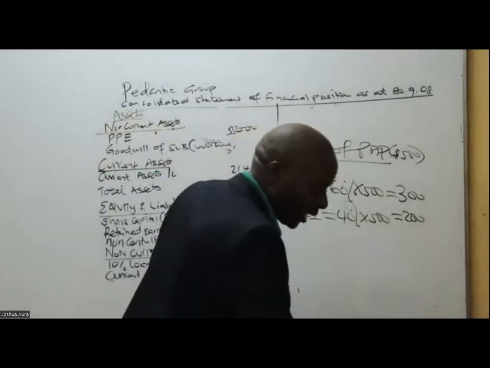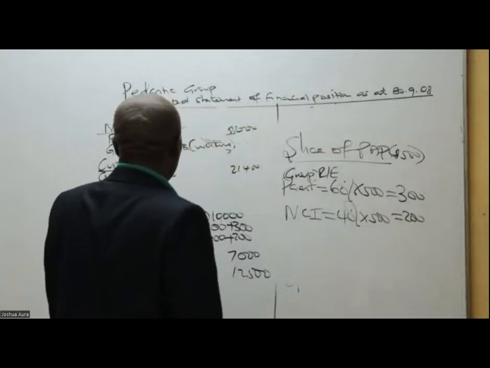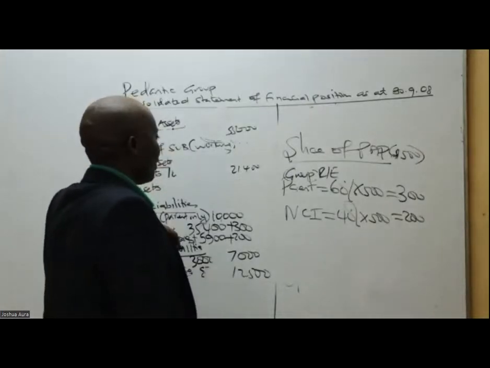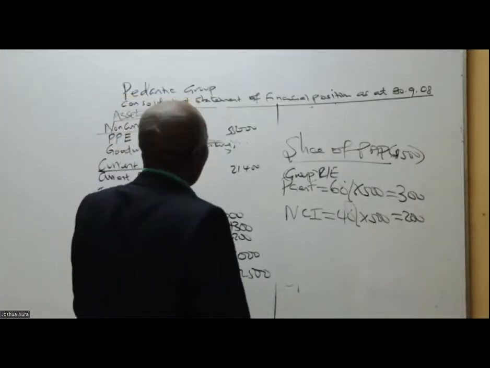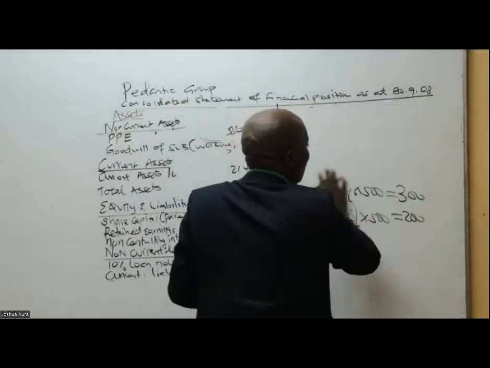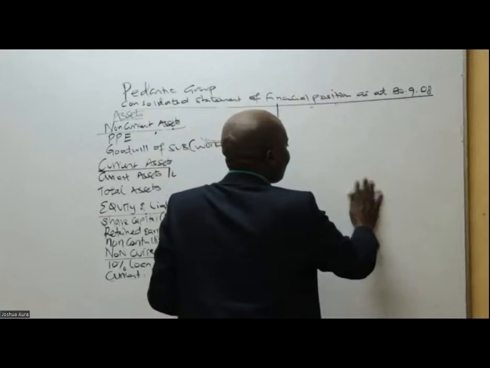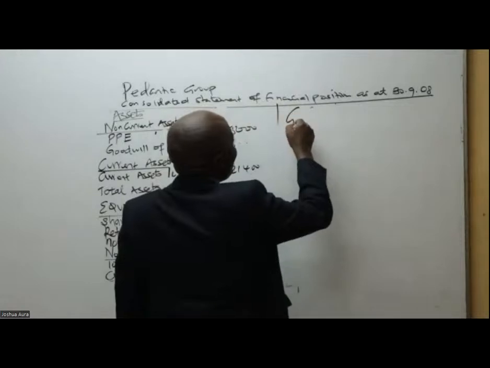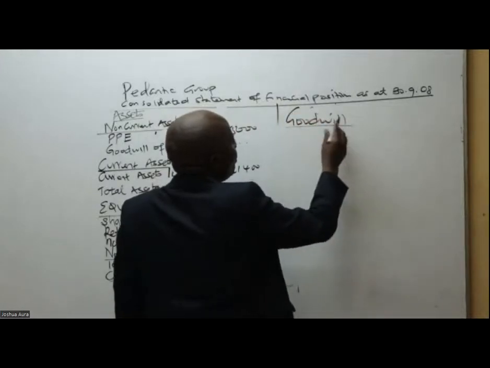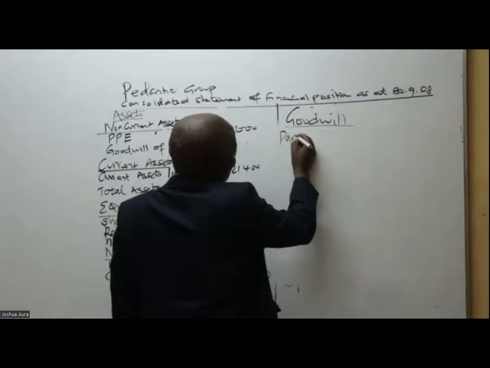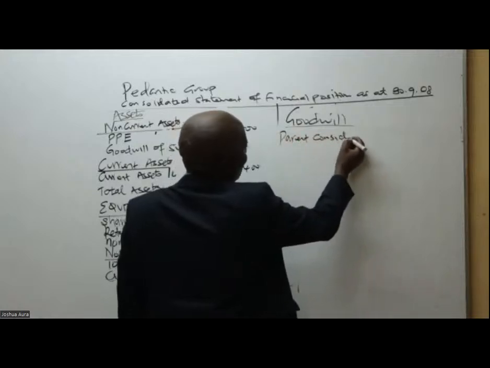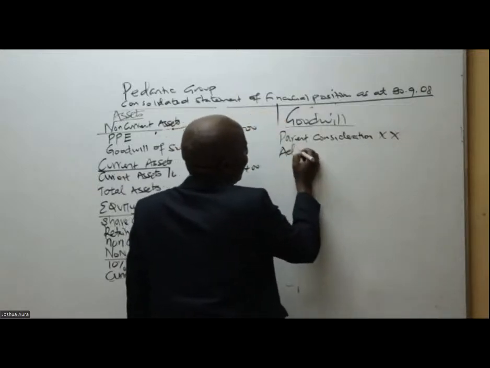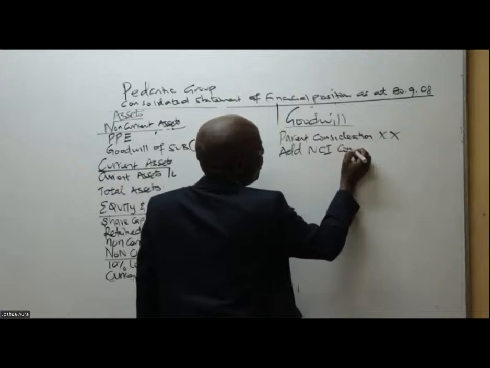So after that, the last working that I need, ladies and gentlemen, now is the working of goodwill. So now come and do the working of goodwill. So how do we get goodwill? It is very easy to calculate. To get goodwill, we normally take the parent's consideration, and come and add the NCI's consideration.